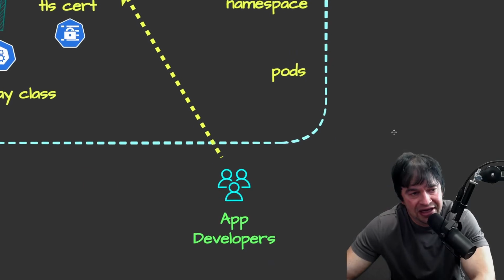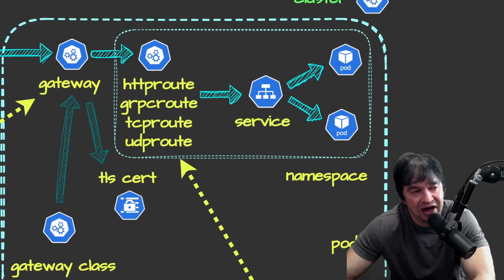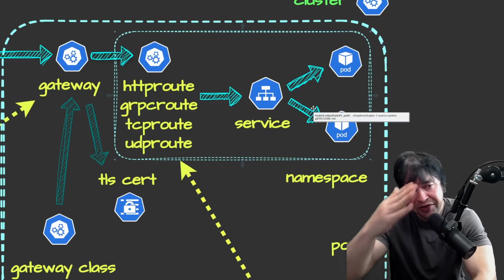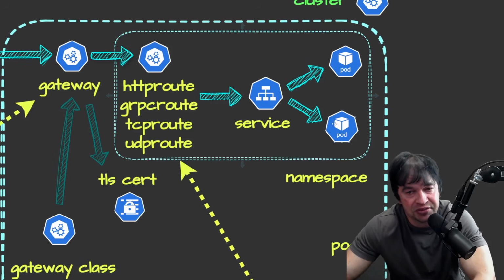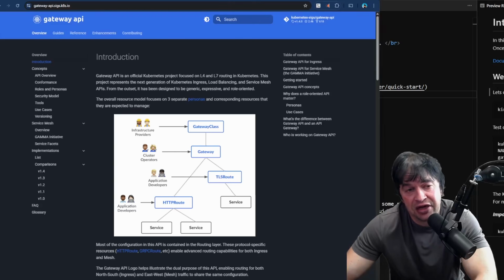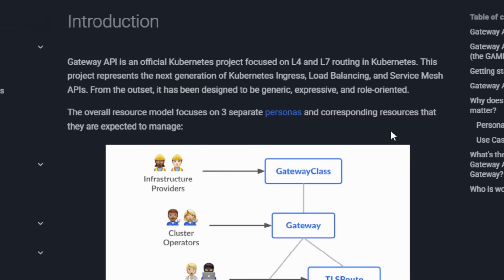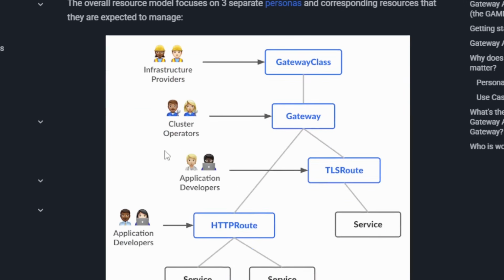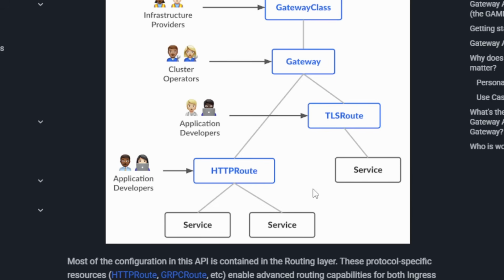Then over here we have application developers, and they basically define the routes. This defines HTTP like specific rules that map the traffic from the gateway to the upstream service, which then goes to pods. We can also see this model explained on the Gateway API Special Interest Group documentation, where they explain all of this in detail. So you have infra providers taking care of gateway classes, cluster operators looking after gateways, application developers managing their routes.